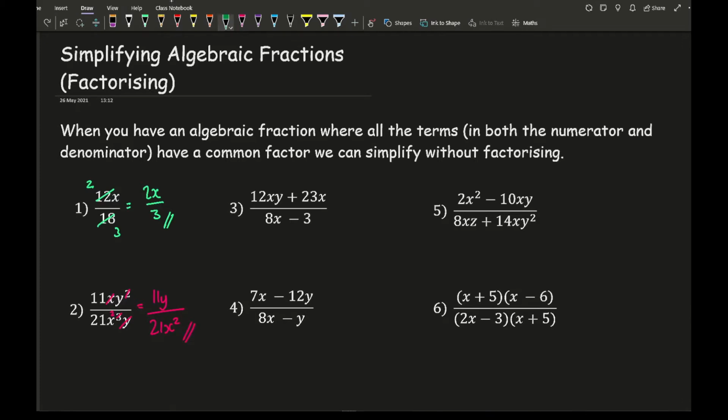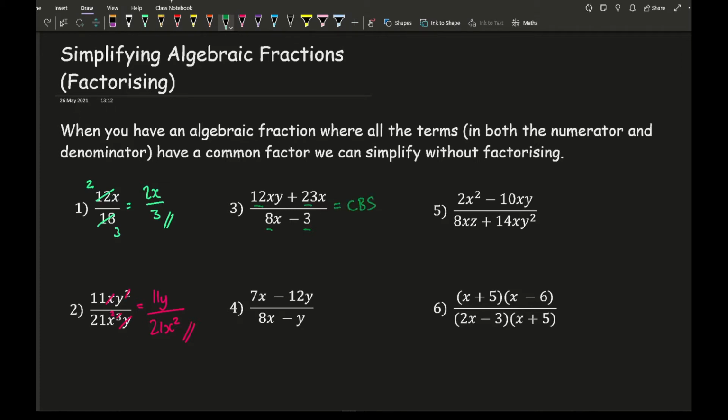We're looking at question 3. Now with question 3 each term has got numbers, but not all of them have got letters, and also not all of them have got x's. So looking at the numbers, I've got 12, 23, 8 and 3. Now in order for me to cancel any of this down, all of those need to have a common factor, and there is no common factor apart from 1, and we don't include 1 as a common factor. So I cannot simplify any of the numbers. I also can't cancel any of the letters because although 3 of the 4 terms have got x's, there is one that hasn't got an x or a y, so I can't cancel that down. So for this one, it cannot be simplified.